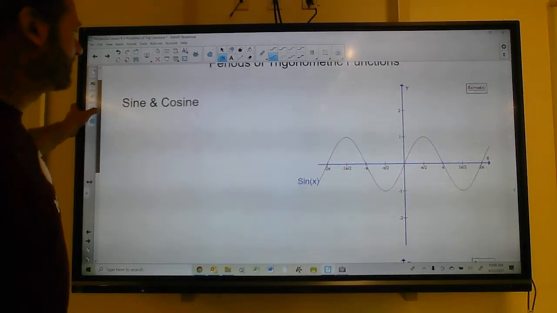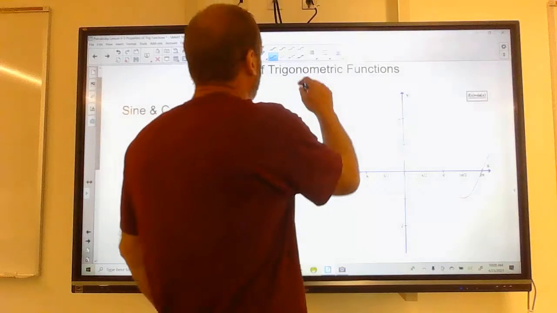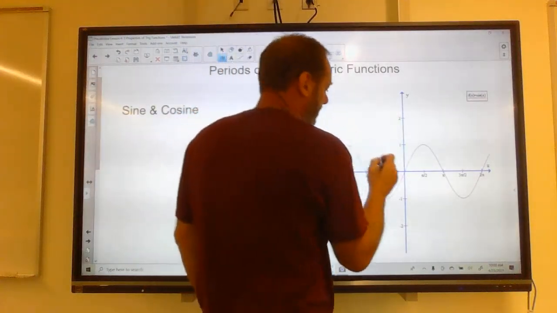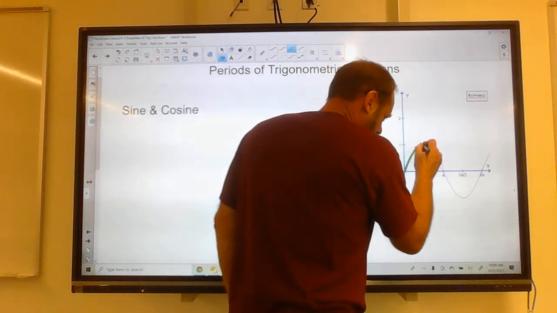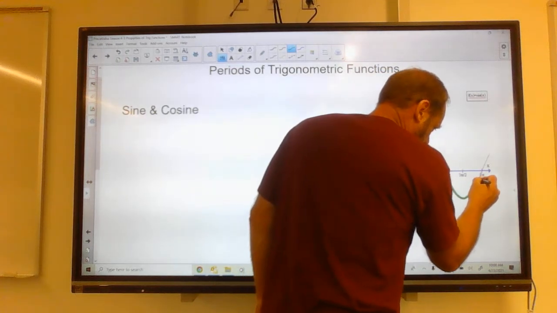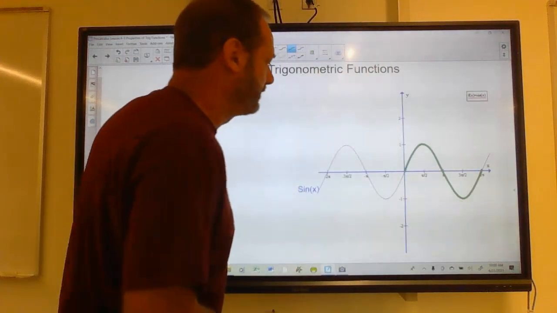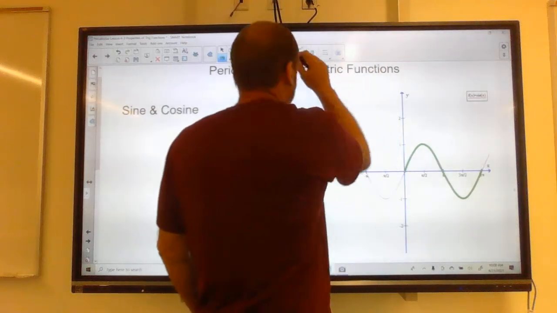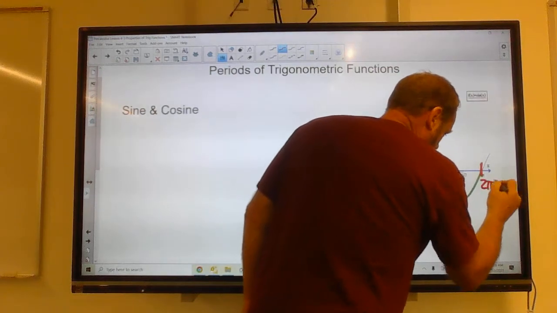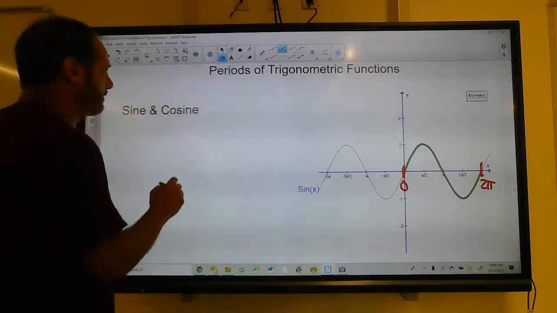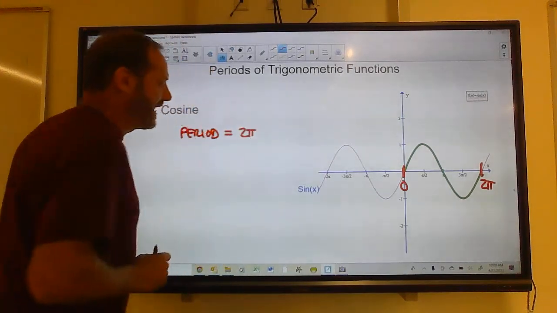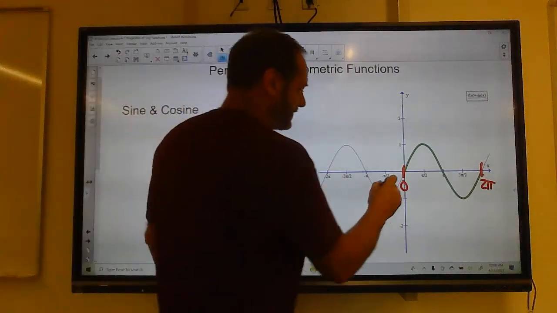Okay, so let's just talk about the periods here. So a period is when something takes on every value it's ever going to have. So if I look here, this is sine. Sine's going to take on every value it's ever going to have between 0 and 2 pi. So this right here is 0. This right here is 2 pi. So then it's going to repeat. So the period equals 2 pi. That's the distance from here to here.